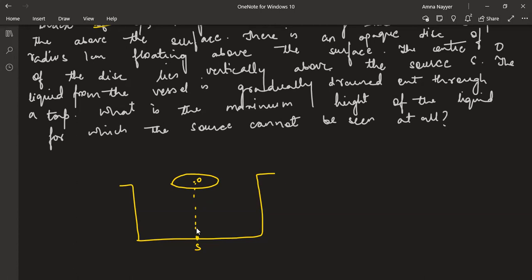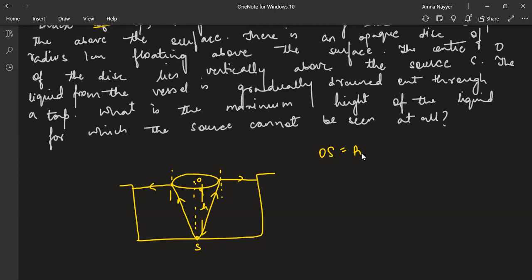See, if the source emits light rays like this, this will be the path of it. It will go through the margin, right? Because it will be totally internally reflected. This OS is some height I have assumed. I'm writing here separately as well: OH is some height.